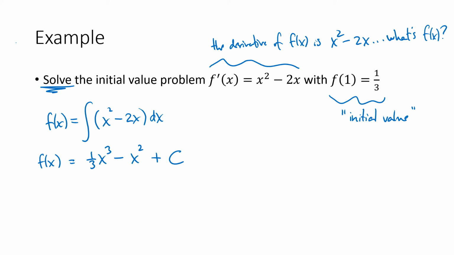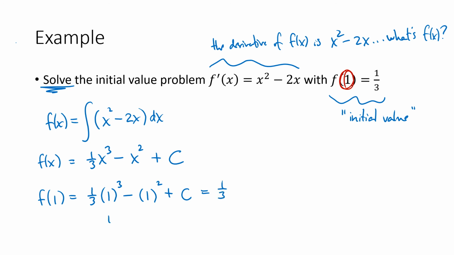But because we know that f of 1 is supposed to be 1/3, we can take this initial value and plug in 1. Why are we plugging in 1? Well, because they told us what f of 1 is. So that's the number that we want to plug in. If they had told us what f of 5 was, we would be plugging in 5. So f of 1, according to my formula, is going to be 1/3 times 1 cubed minus 1 squared plus that mysterious c, and somehow that's supposed to work out to be 1/3.